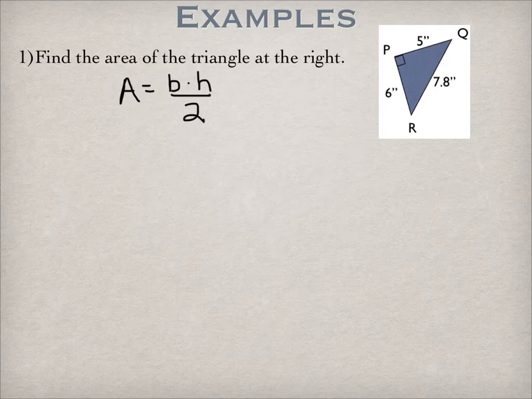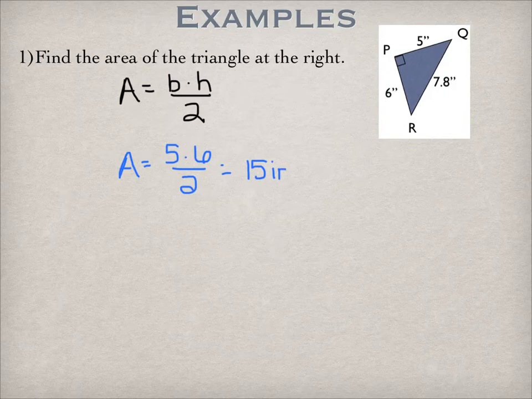So for this particular triangle, I would do 5 times 6 divided by 2. That's going to be 30 divided by 2, which is 15 square inches. Okay, so really the trick to that one was just knowing which ones were the base and the height.